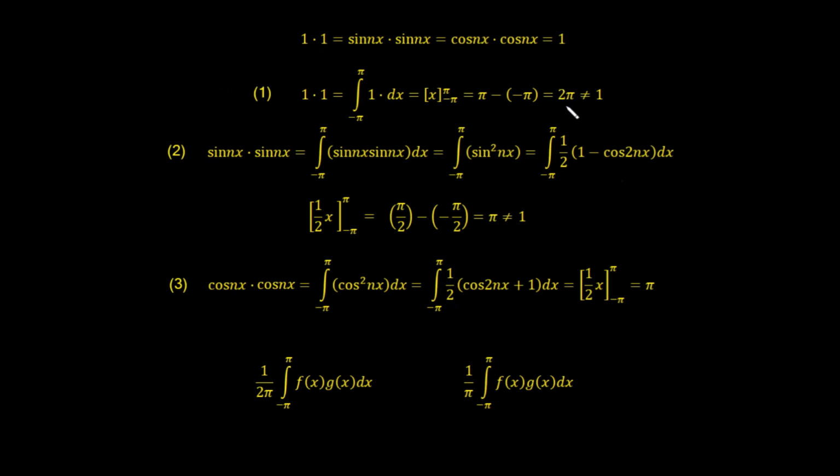So that's not what we're looking for, but that doesn't matter because it's just a constant factor and we can divide out by 2 pi at the end. Now the next one along is sin nx dotted with sin nx. We integrate from minus pi to pi sin nx times sin nx dx, and that's sin squared nx dx. Now we can use the identity, a half of 1 minus cos 2nx, dx. When we integrate this, the first term gives us x upon 2.